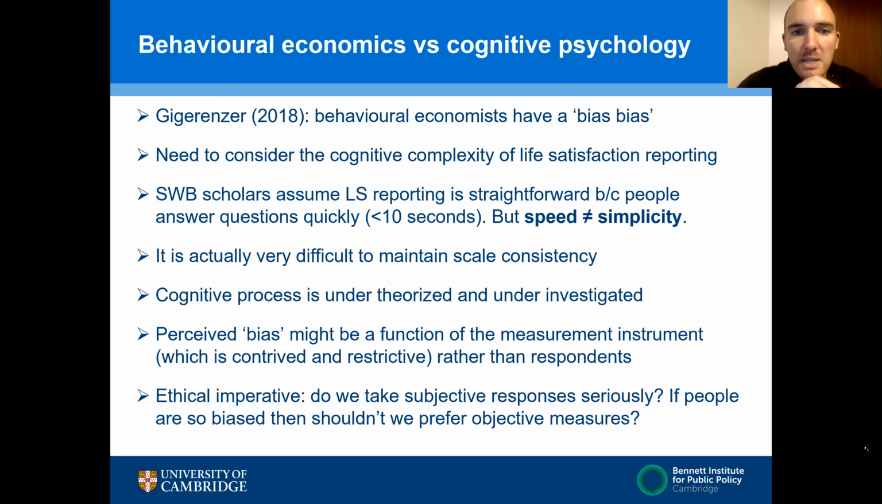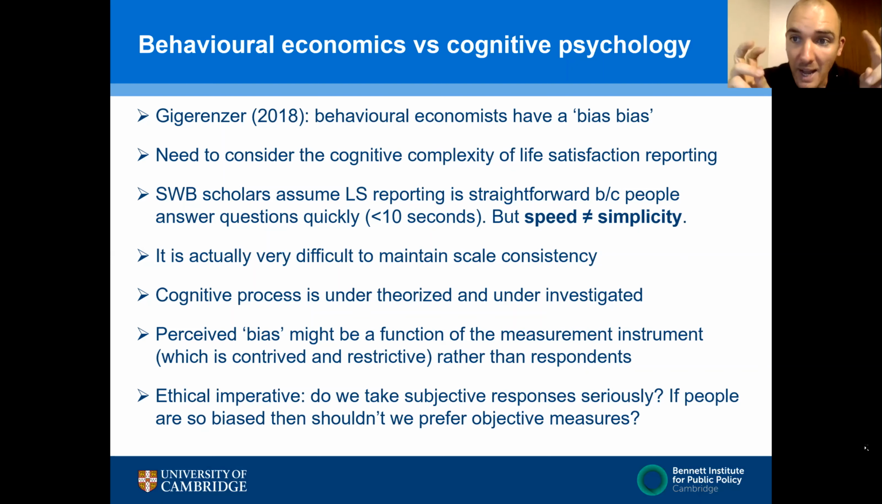Subjective well-being scholars assume that life satisfaction reporting is quite straightforward because people answer the questions quite quickly, often in less than 10 seconds. But speed is not the same as simplicity, particularly because it's not clear to the respondent that the researcher wants them to have consistent scales over time. So they can very quickly give you an answer, but it's not clear that they are thinking about maintaining the consistency of their scales over time when they're giving that answer. As we'll see as I go through this paper, I think it's actually very complex to answer these questions in a way that maintains scale consistency.